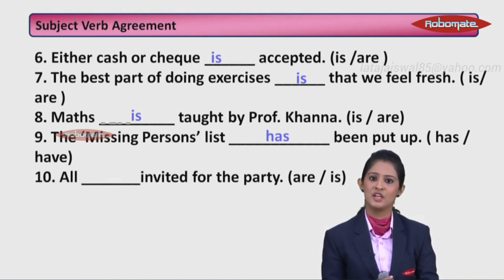All dash invited for the party. The options are and is. We choose the word are. All are invited for the party.